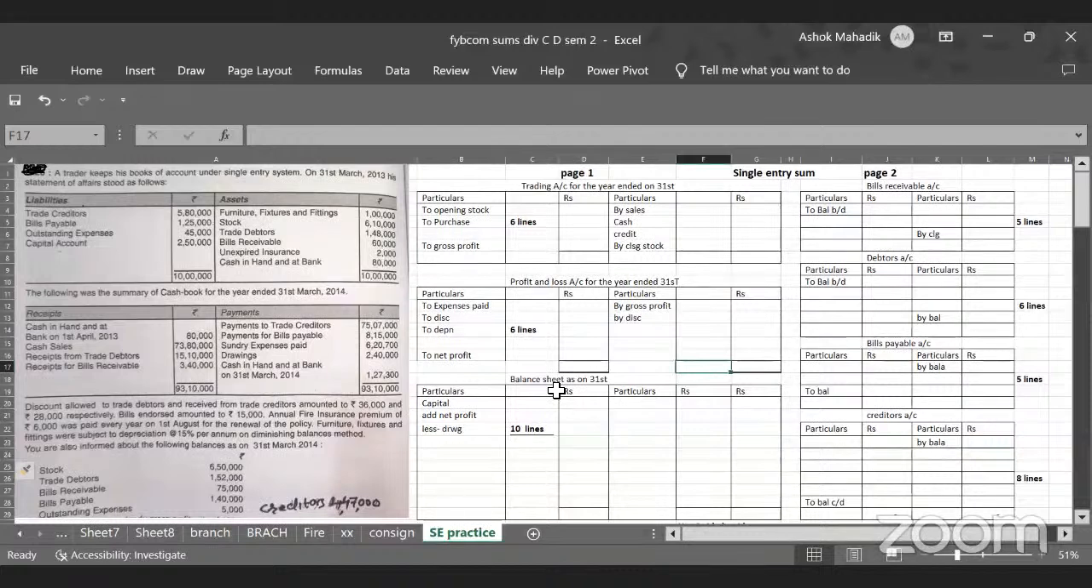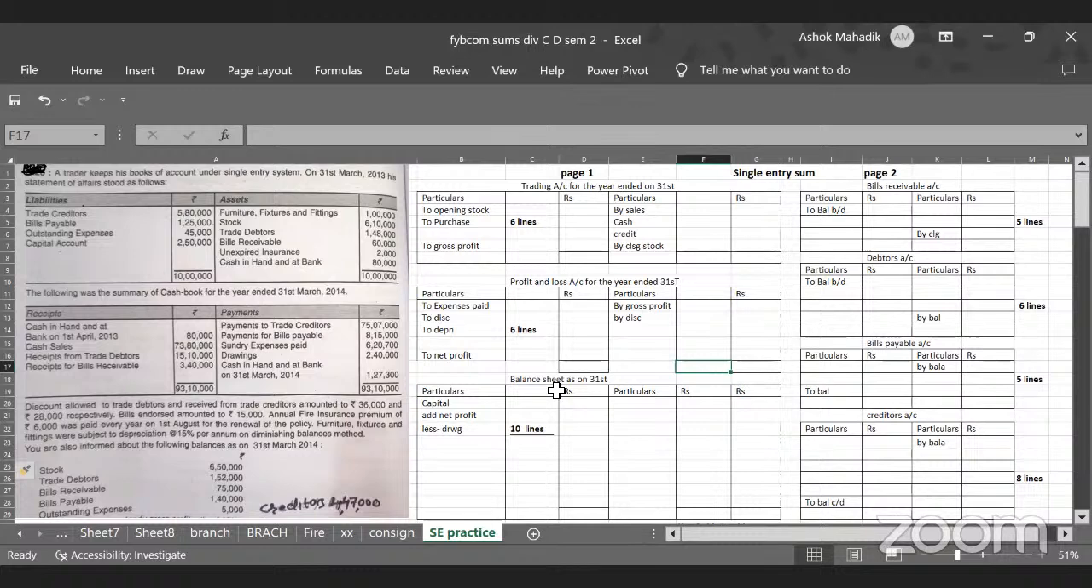Apart from these, 4 more accounts which we need to prepare, and they are to be in this order only. First, prepare a bills receivable account, followed by debtors account, then bills payable account, and creditors account. I'll tell you in brief how to record entries in these accounts. In bills receivable account, we'll record opening balance on debit side to balance brought down, and closing on the credit side by closing balance or balance c/d.